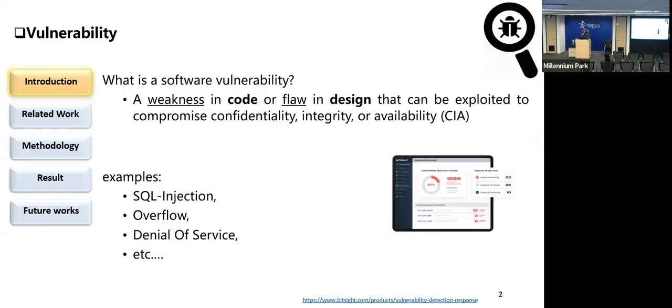So the first slide talks about what a software vulnerability is. Everyone knows what bugs are. Once your computer doesn't work, you see that probably something is going wrong and it doesn't work perfectly. A software vulnerability is a weakness in the code or a flaw in the design.